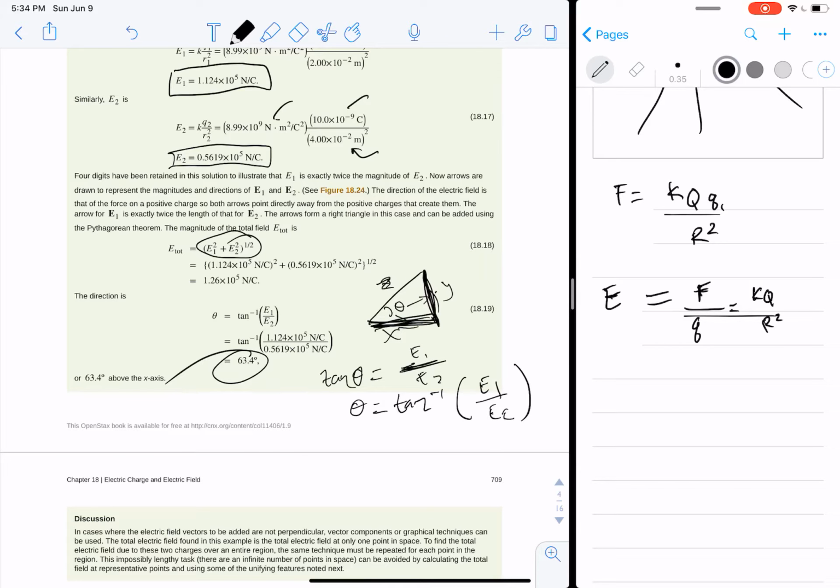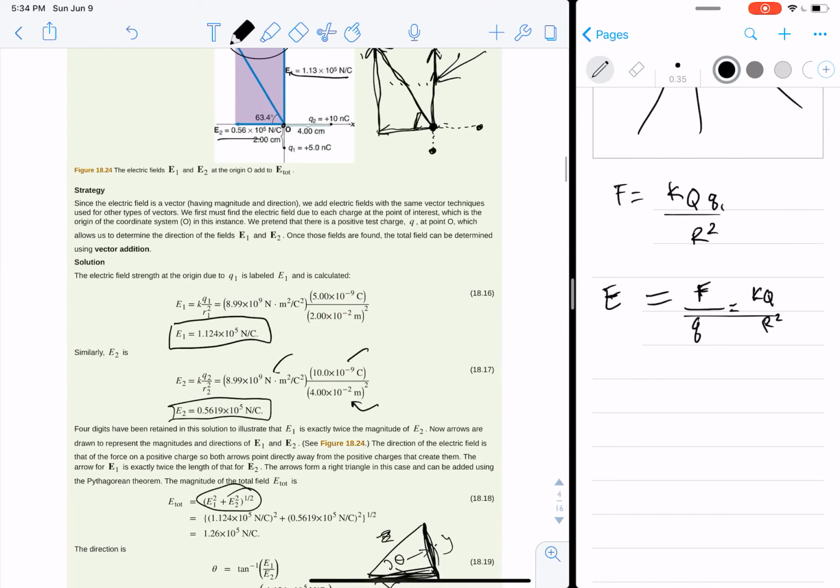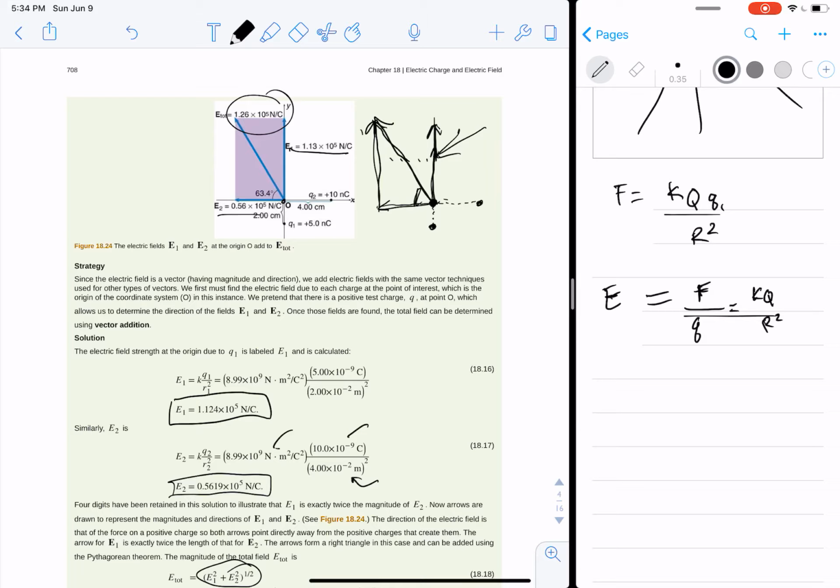Again, you should work through all these yourself. So this is an example of two electric fields adding together, and we want to get the total net sum of the two vectors.